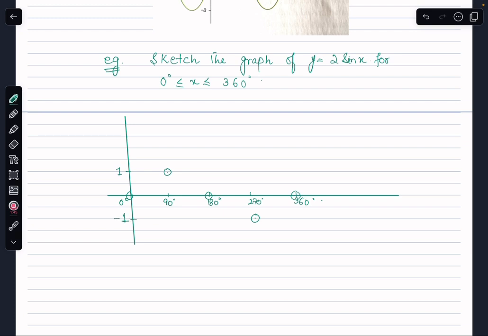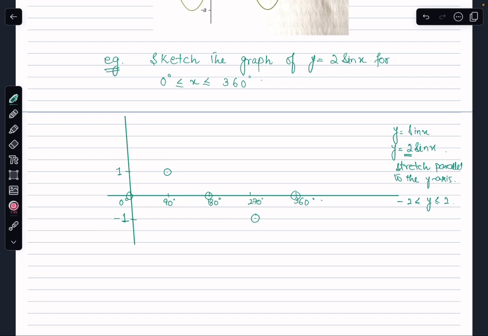So I have marked the original values for y equals sine of x. But now the graph says it is y equals 2 sine of x, so I should know that this 2 is actually the stretch which is parallel to the y-axis, and my graph now should range from negative 2 less than or equal to y, which is less than or equal to 2.